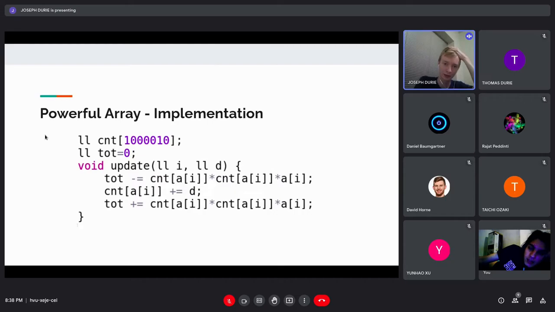Because you could think of this as the old contribution of a[i] to the sum. So we remove that. We want to update the count. And now that the count is updated, we can add the updated version back. This is how you want to think about these problems. It's really about how do we subtract out the contribution of one element and then update its value and then add its contribution back.